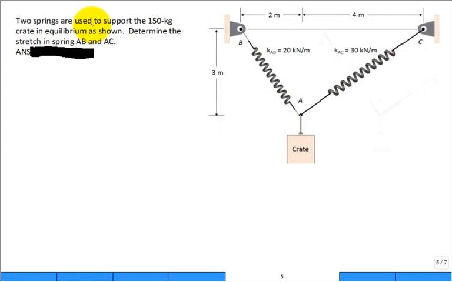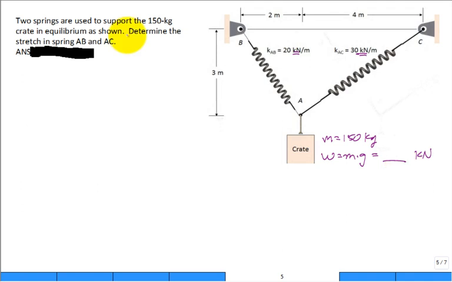Two springs are used to support a 150 kilogram crate in equilibrium as shown. So the mass is 150 kilos, but they're working in tension. You can see you have kilonewtons for the spring stiffnesses. So I'm going to get the weight. It'll be M times G, 9.81 times 150, and I'll probably put it in kilonewtons so I could just see my units. I might get my weight in kilonewtons right away.